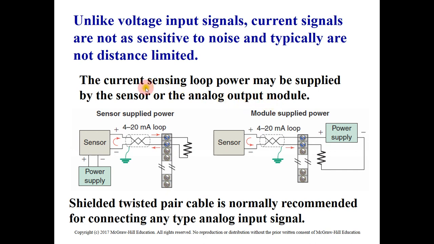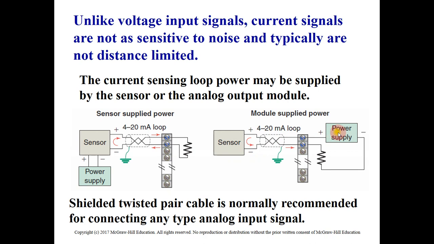So the current sensing device can send the value or it can supply the power to the device. Here we can see the power supply is connected to the device, not connected to the module. In this case, we call it sensor supplied power. So the power is connected to the sensor, while the module gets the power from the power supply of the CPU unit of the PLC unit.